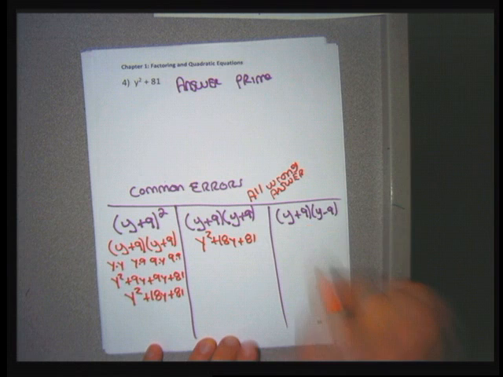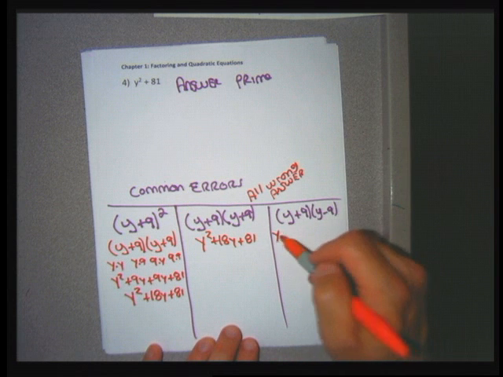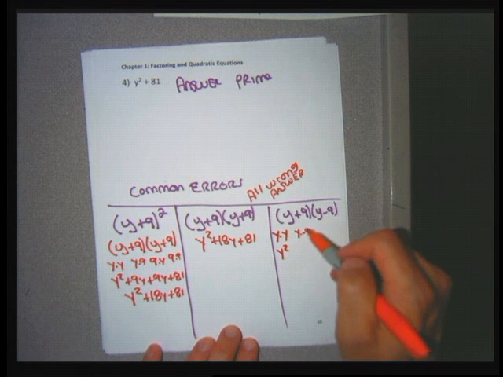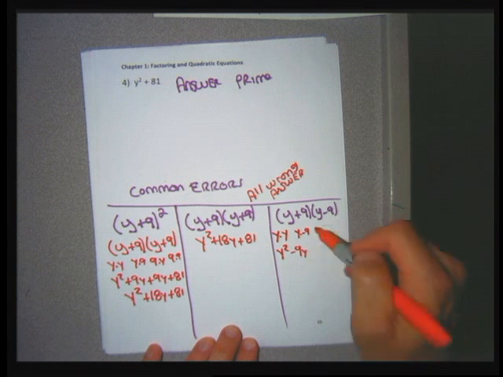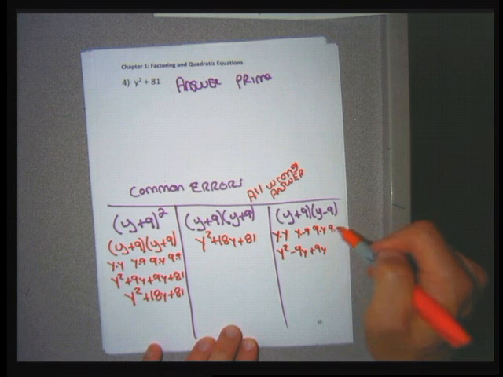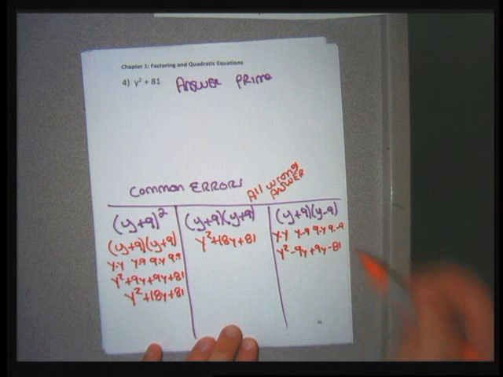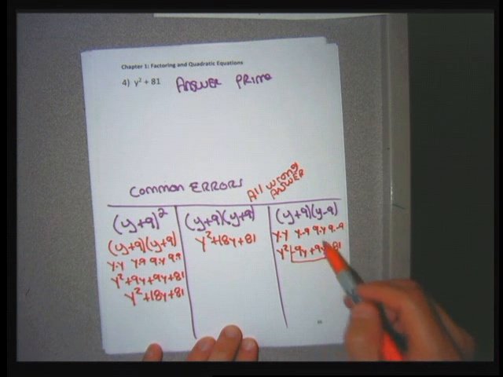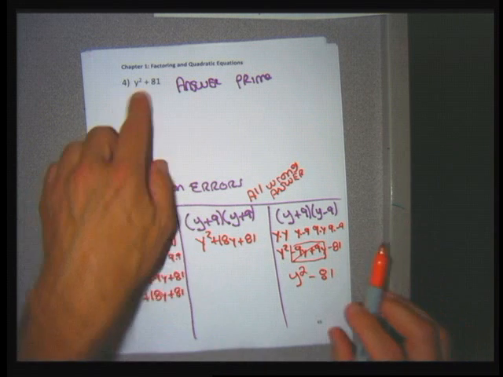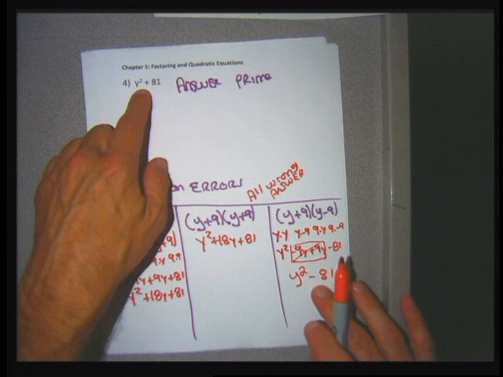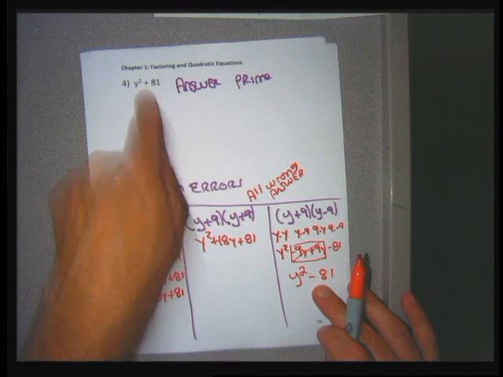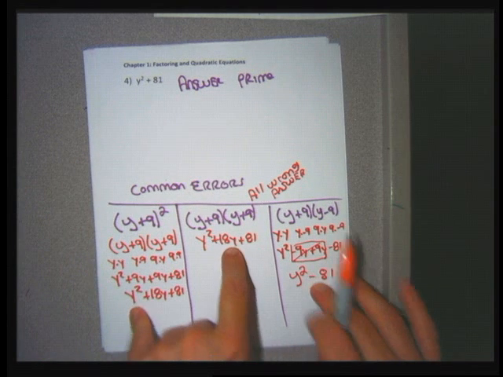This last one, if I FOILed it, to check it, if I thought it was the right answer, I'd go first are y times y, which is y squared. Outers are y times minus 9, which is minus 9y. Inners are 9 times y, which is positive 9y. Lasts are 9 times negative 9, which is negative 81. The outers and the inners are going to cancel, and I'd be left with y squared minus 81. That's not the same as y squared plus 81. It has the same numbers, but the wrong sign. So that makes this wrong because it doesn't multiply to exactly the original problem. Makes these two wrong because they don't multiply to exactly the original problem.